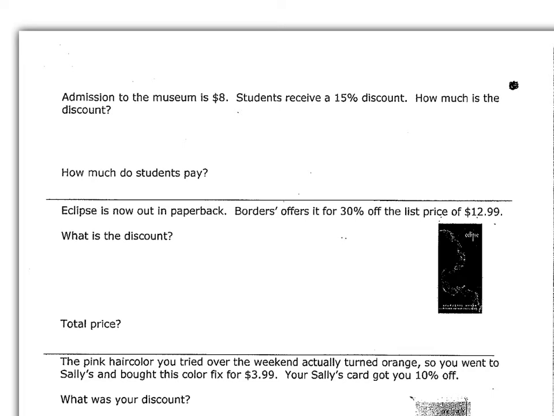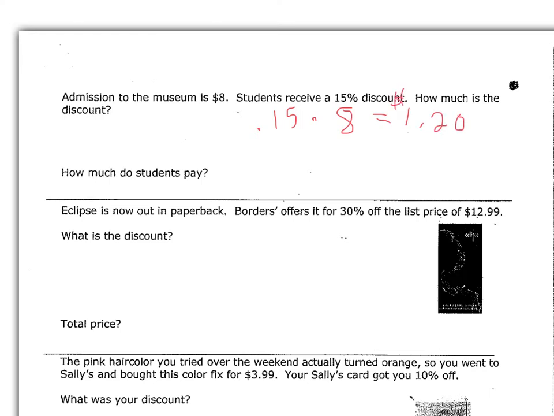Okay, let's take a look at our first example here. Admission to the museum is $8. Students receive a 15% discount. How much is the discount? Remember, our discount equals percent times price. We found that our percent is 0.15, and we multiply that by our price, which is $8. On your calculator, 0.15 times 8 gives us $1.20.